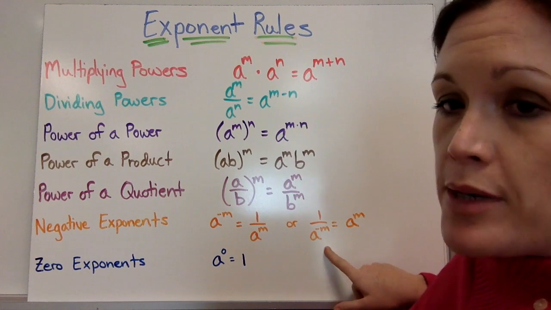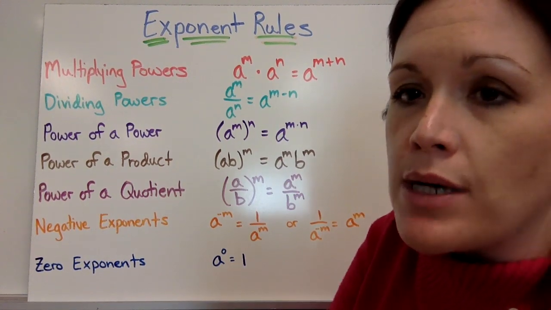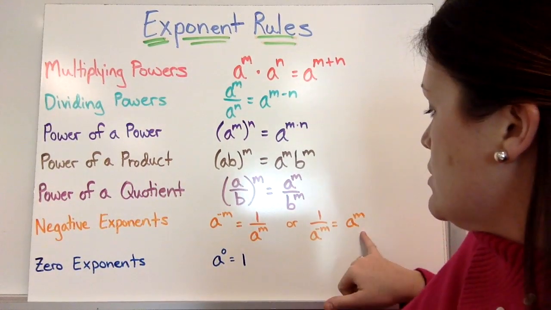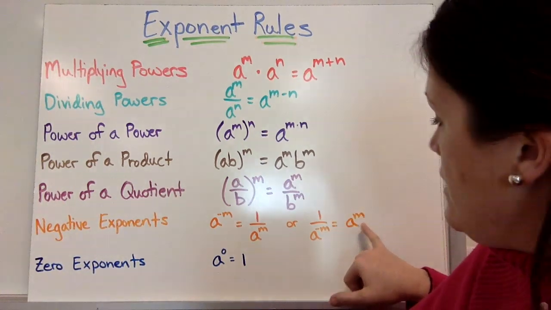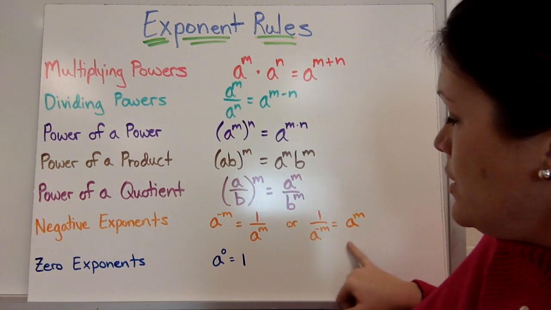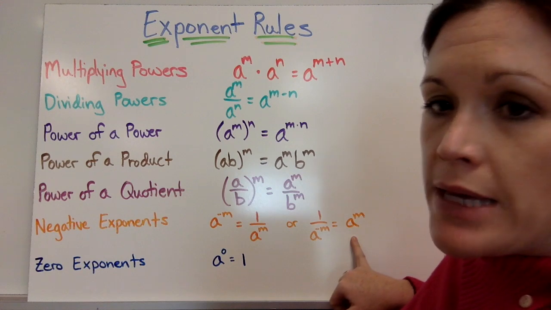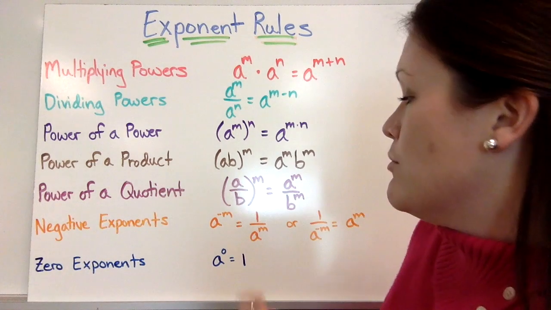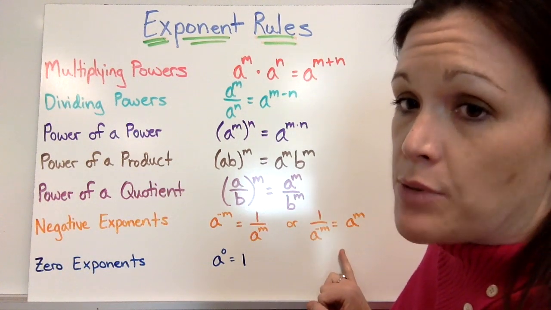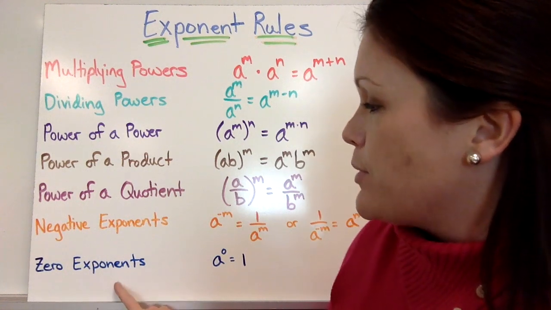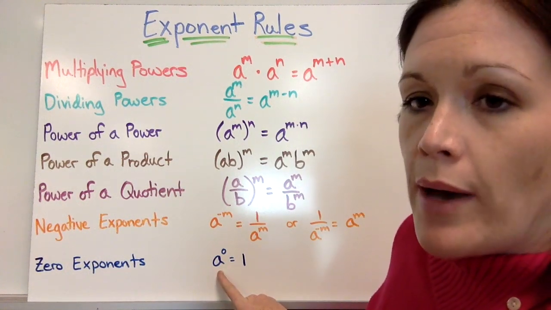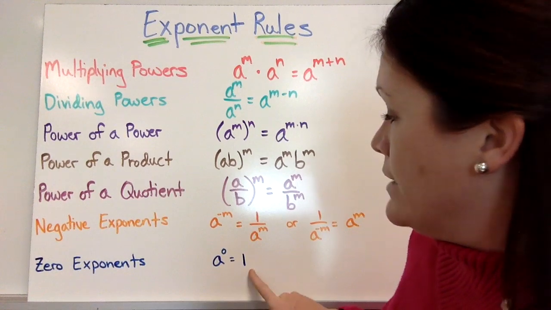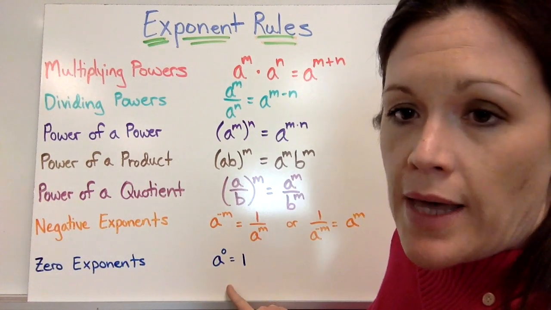Or the reverse could happen. If a to the negative m power is in the denominator, we want to move it to the numerator. So a to the m power here has a 1 underneath it that's understood, but again, we don't have to write that 1. But we do want to fix negative exponents. Zero exponents are when you have something to the 0 power. Those are always equal to 1. And we're going to look at some more examples of that in just a second.